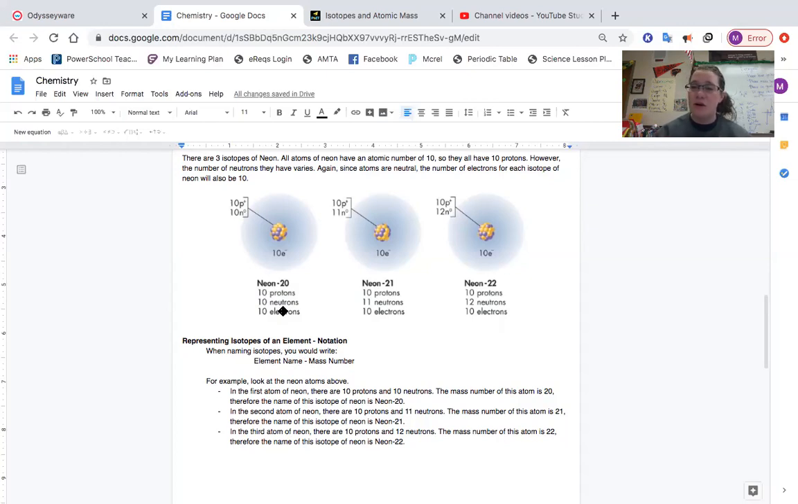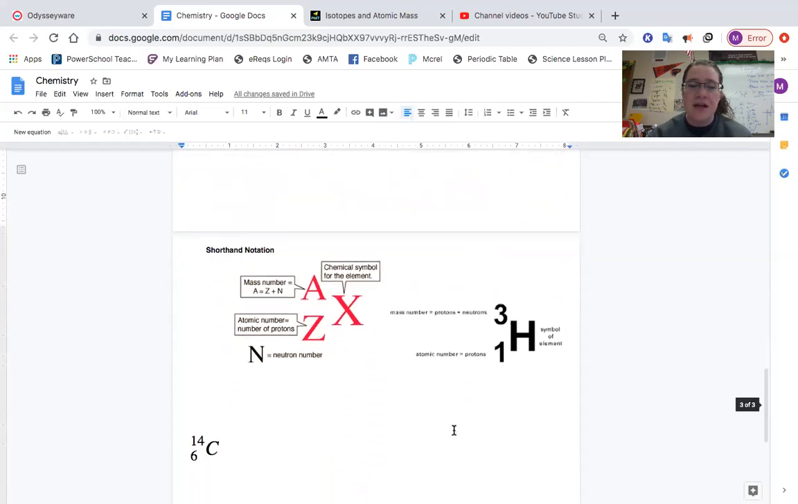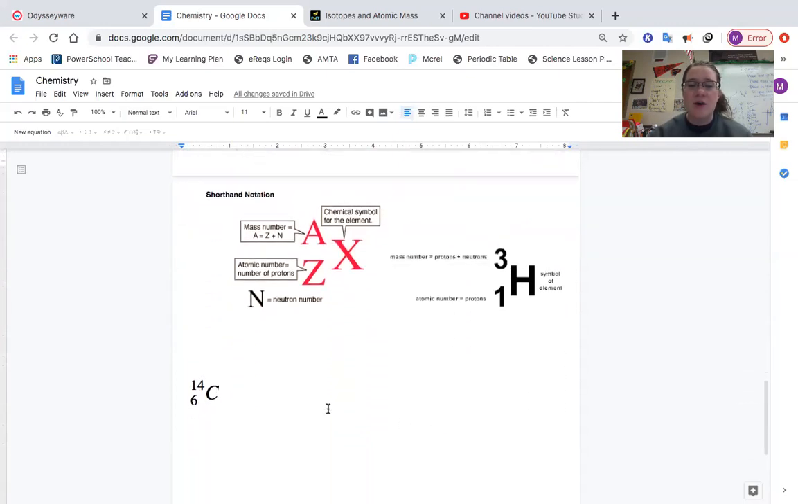And then 10 plus 12 is 22. So neon 22. I also wrote that down here so that after this video, it's in your notes and ready for you to look at. We can also represent this with shorthand notation.